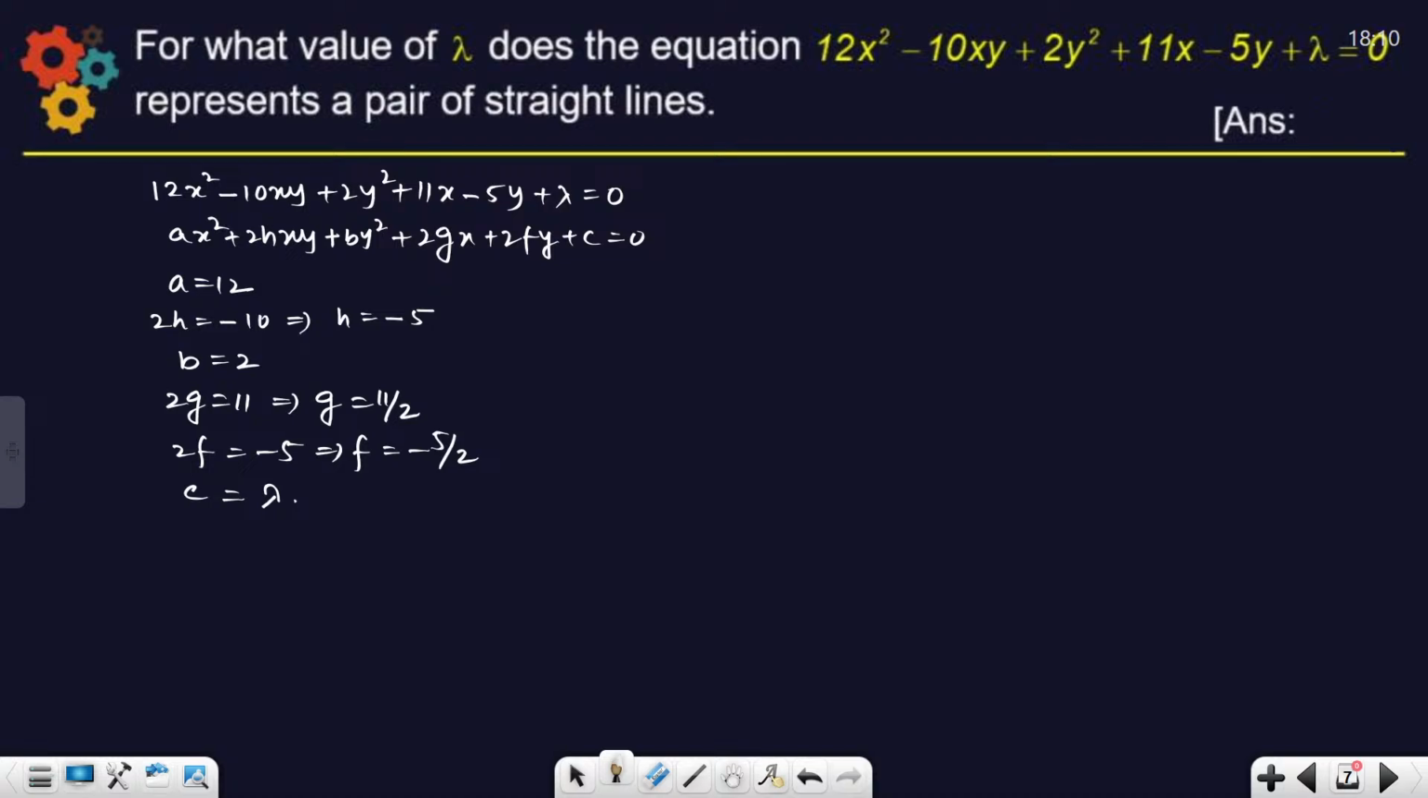Now, this will represent a pair of straight lines. Then what is the condition? What I told you? ABC plus 2FGH minus AF square minus BG square minus CH square should equal 0. Is it clear? So simply you put those values over here. You know A, you know B, you know C, you know G, you know F, you know H, everything you know.